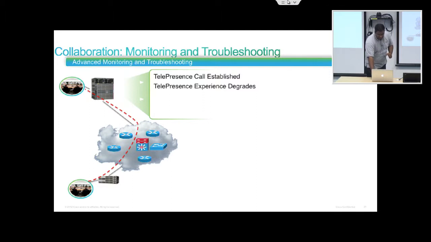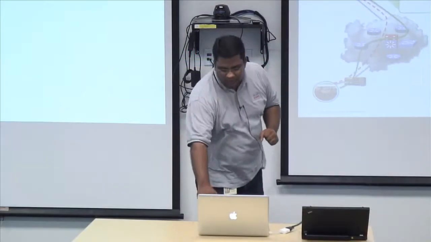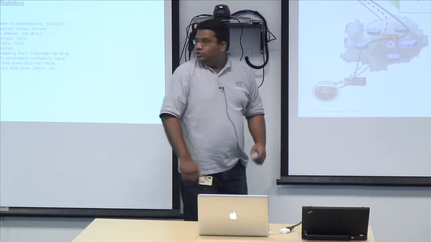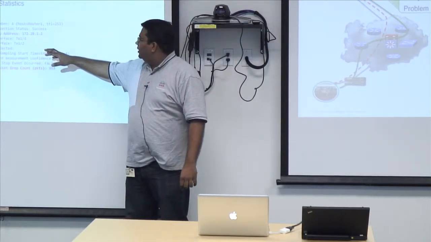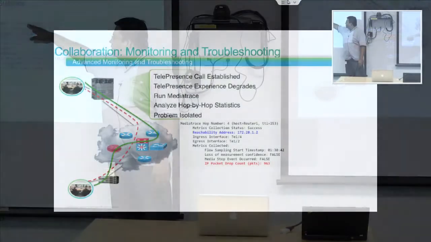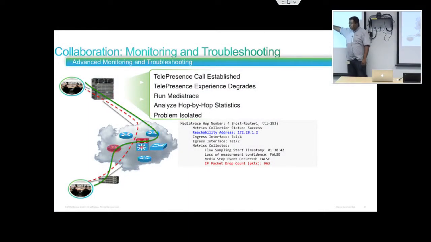What that does, and this is again graphical user interface based, you can also do it through the CLI, is it traces the exact path that this call is taking. Once it does that, it gives you a hop by hop statistic. So what you can see over here is it tells me that this particular host in this reachability address has some packet drops.